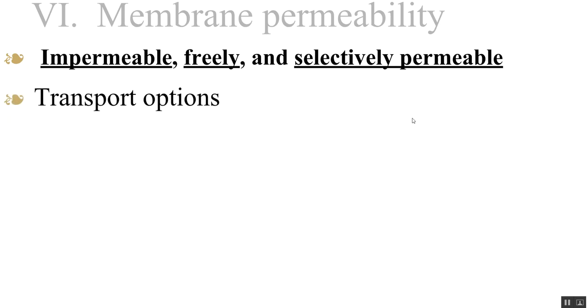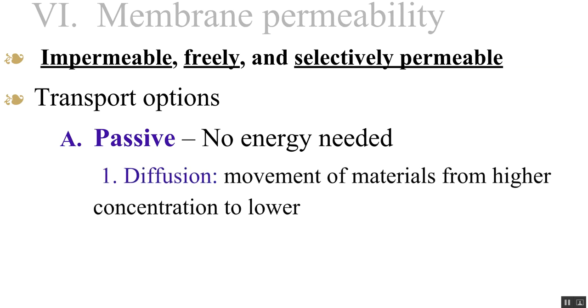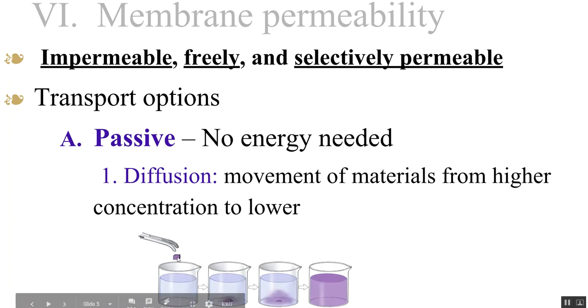So we're going to look at some different transport options. The first one we're going to look at is passive transport. That means no energy is needed. And there is, for the first one, diffusion. Okay, so diffusion is the movement of materials or particles or solutes from higher concentration to lower concentration. So a little picture right here, you can see as it dropped the purple sugar cube in. It takes a few minutes, but it slowly, as it dissolves, those particles are actually diffusing into the water.